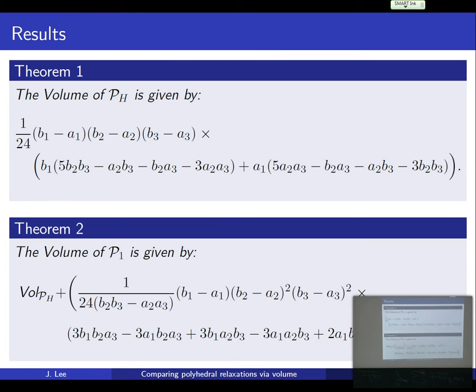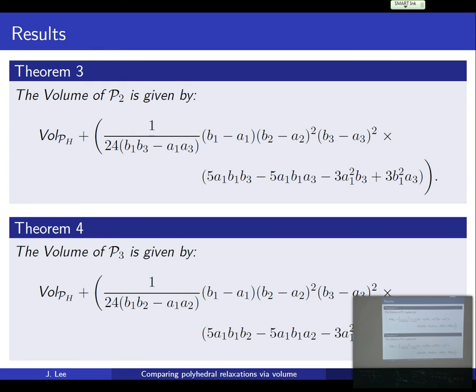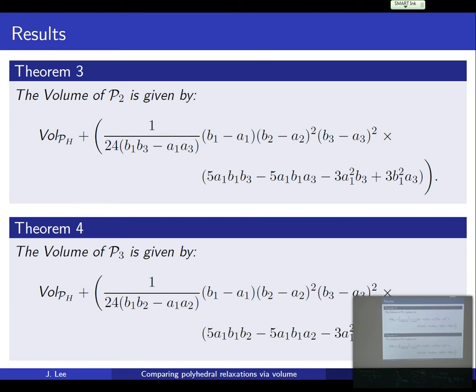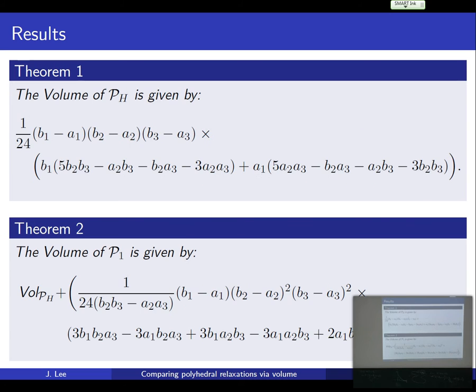That's the volume of the convex hull. That's the volume of P1. That's the volume of P2 and P3. P2 and P3 look quite similar, and it's true by relabeling, it turns out they're essentially the same combinatorially. But P1 is different. So proof by missing 5. There's 5. There's no 5. So these really are different formulas, and the combinatorics is different.